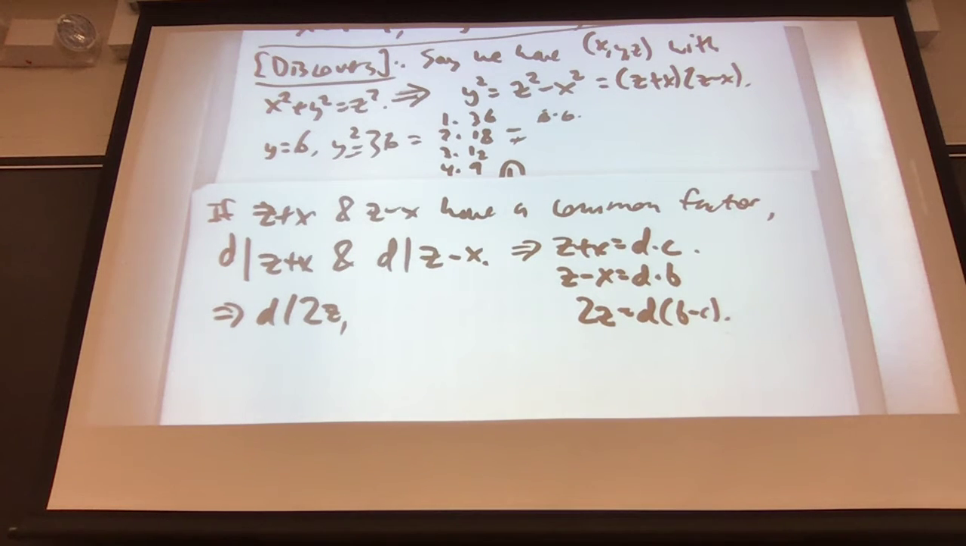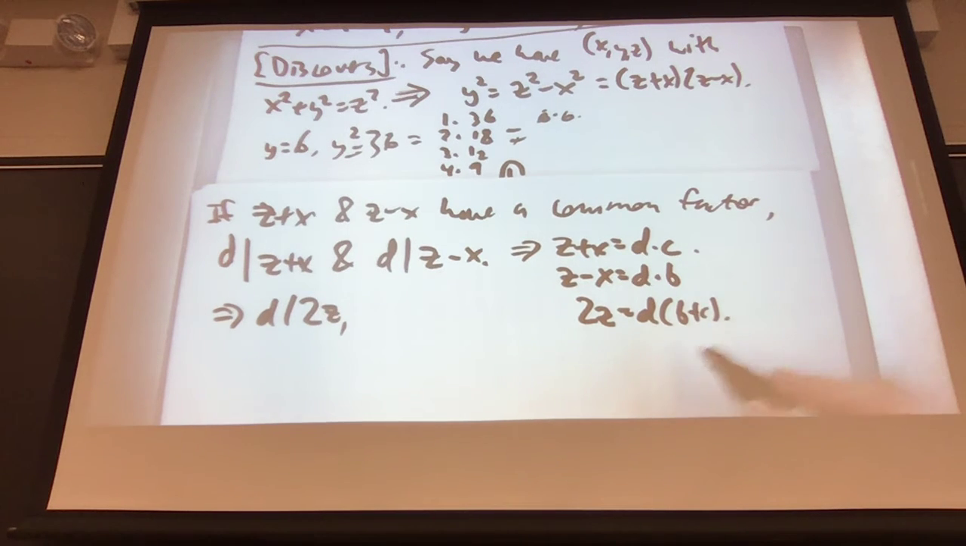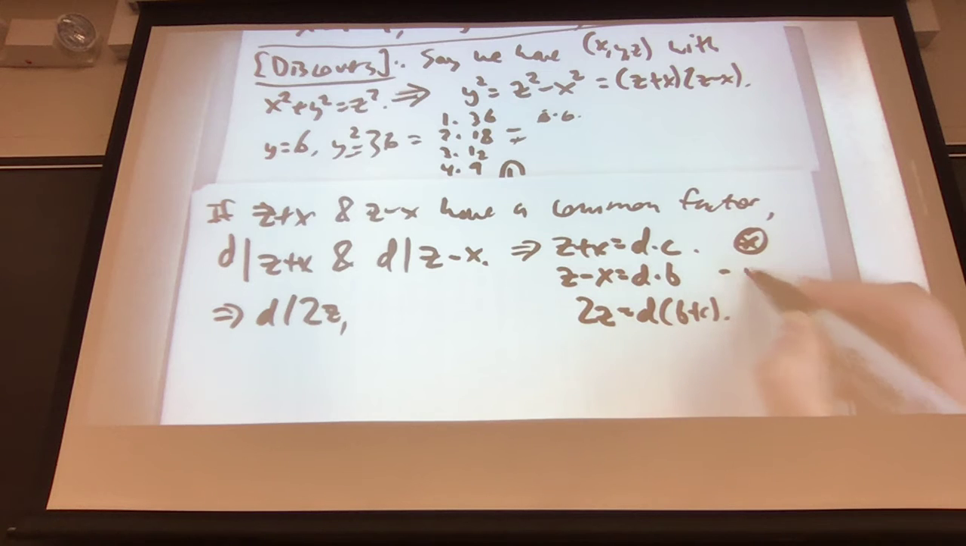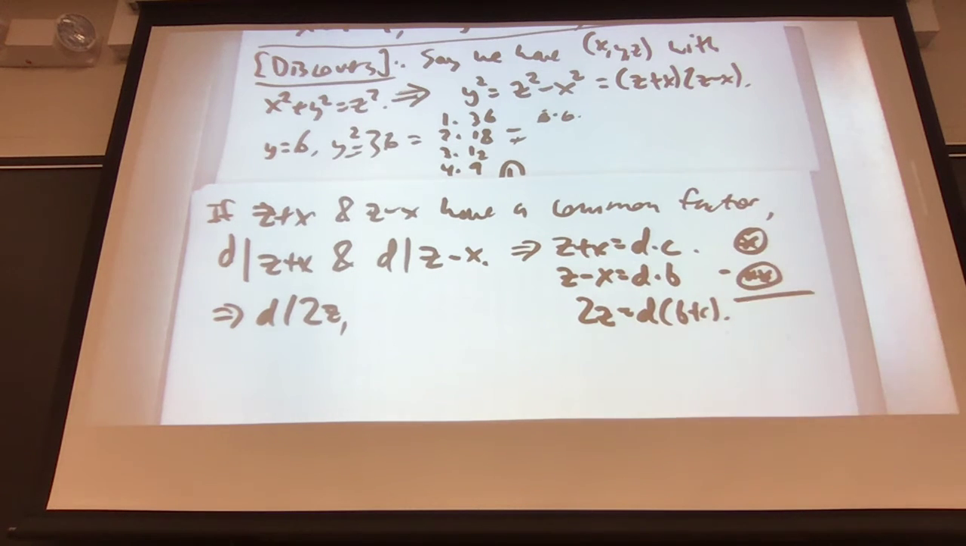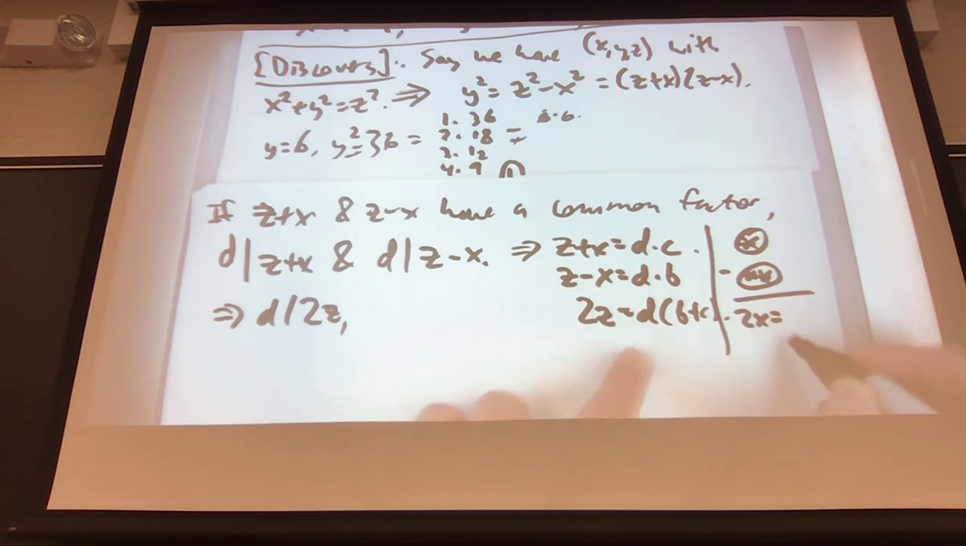Wouldn't it be b plus c? If I add these two equations, thank you, b plus c. I'm getting ahead of myself. And if I subtract the two equations, so this equation minus this one tells me, if I subtract this minus this, z plus x minus z minus x, you get 2x. 2x, and on the other side, this minus this. That's why I said I was getting ahead of myself. d times b minus c.